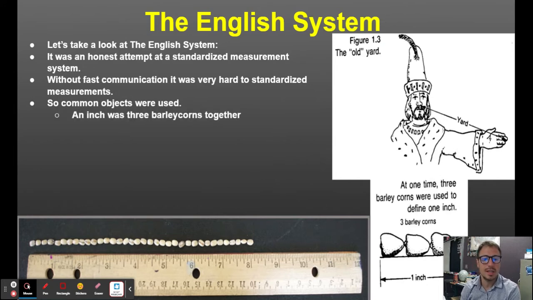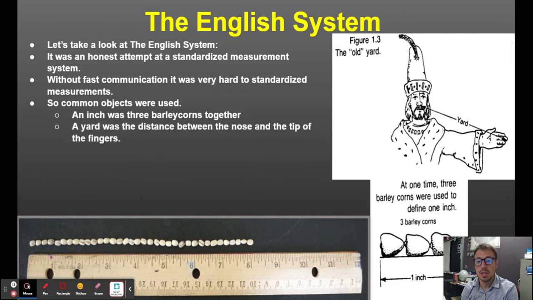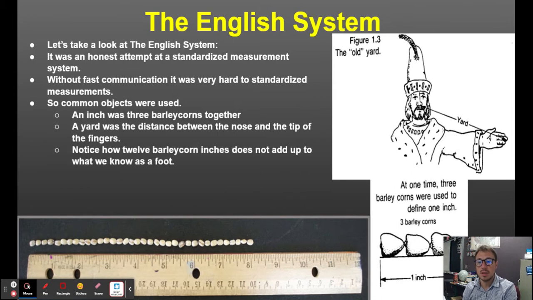This all started in Europe, where barley corns were grown regularly, and you stack three of them together, that would be an inch. And a yard was the distance between the nose and the tip of the fingers. Now, notice how 12 barley corn inches don't quite add up to what we know as a foot. A drawback to this system is that barley corn aren't going to be the same length, and everybody has a different distance from the tip of their nose to the tip of their fingers.